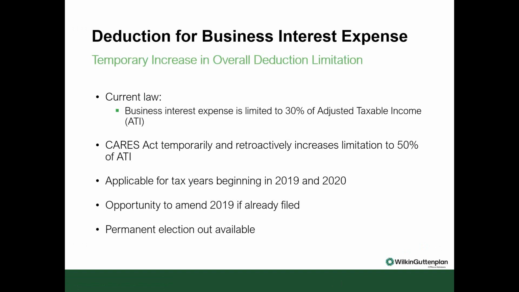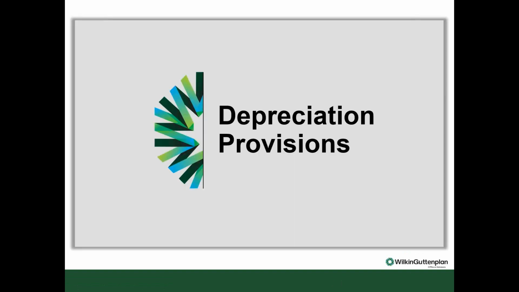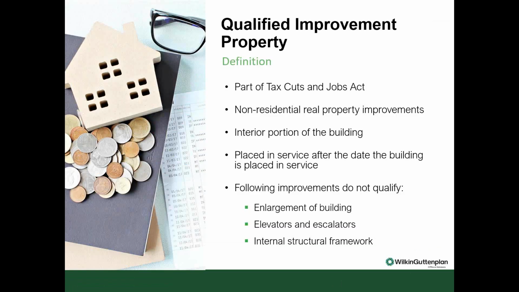Just keep in mind, however, if you are a partnership, there are a bunch of very technical complications related to this provision, and this temporary increase does not apply to you for 2019. Further, you can elect out. There are some situations where you might not want to take advantage of this increased limitation. Again, these are pretty technical rules, but the takeaway is that if you are subject to this overall limitation, you might want to revisit filing an amended return if you've already filed. And then the last thing I want to talk about is depreciation.